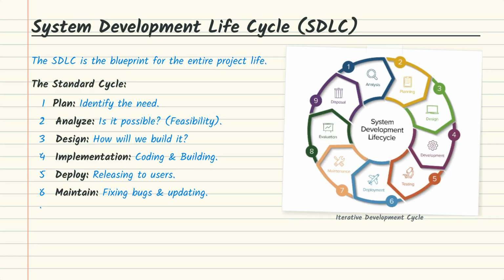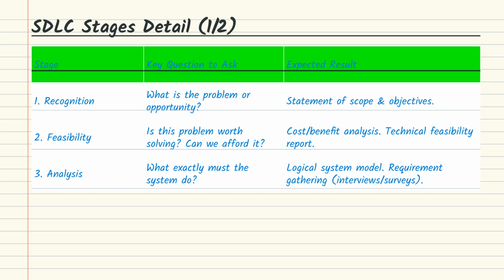The System Development Lifecycle, or SDLC, is the blueprint for the entire project life. The standard cycle includes planning, analysis, design, implementation, deployment, and ongoing maintenance. The first stages of the SDLC begin with recognition, which leads to a statement of scope. Feasibility determines if the problem is worth solving and leads to a cost-benefit analysis.